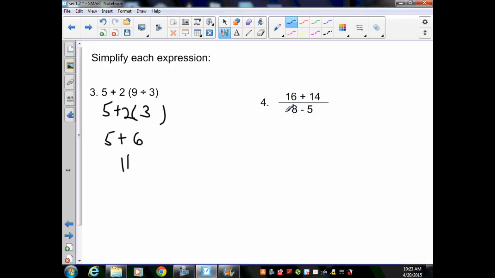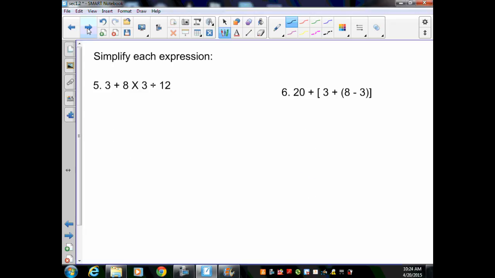Number 4, 16 plus 14 all over 8 minus 5. I'm going to work on the top and the bottom separately and then simplify at the end. 16 plus 14 is 30. 8 minus 5 is 3. Now I find the quotient. I want to divide. 30 divided by 3 is 10. Still simplifying, number 5. I'm going to work from left to right and do multiplication in order from left to right. I bring down my 3.